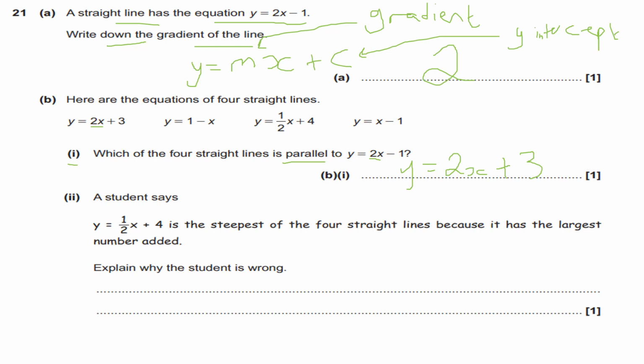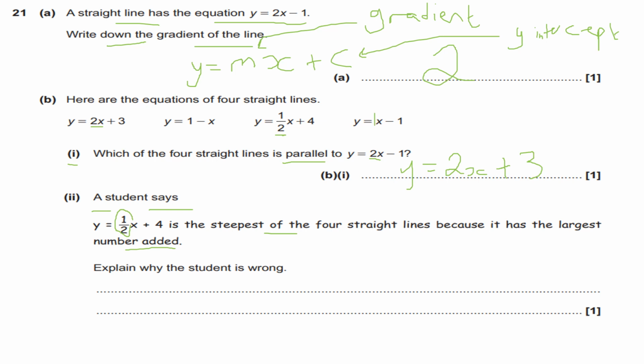Part II, a student says y is equal to half x plus 4 is the steepest out of the 4 lines here because it has the largest number added. Explain why it's actually wrong. Well, the steepest here actually depends on the number in front of the x. So a half is smaller than 1, smaller than 2.